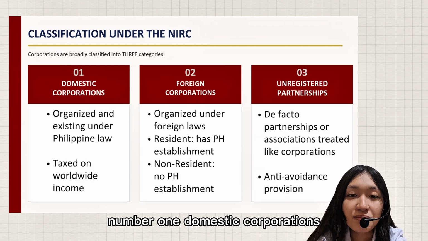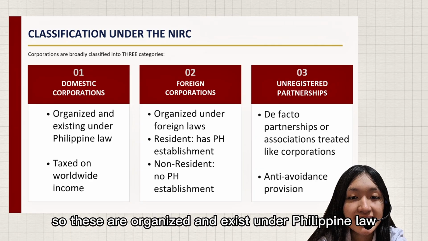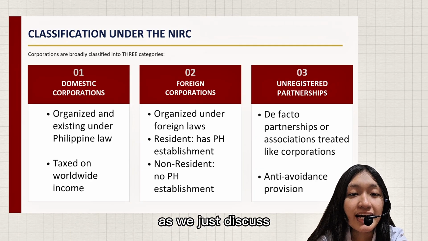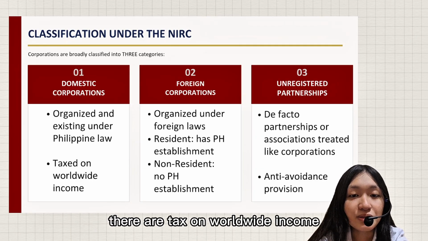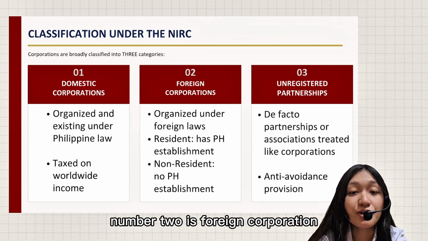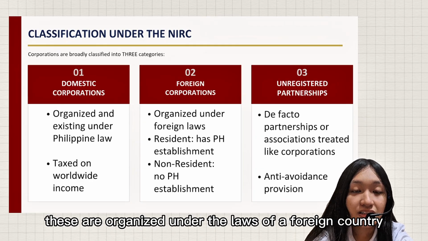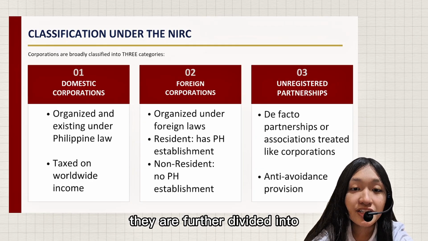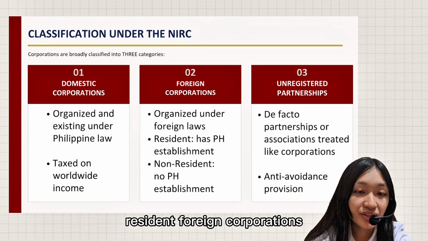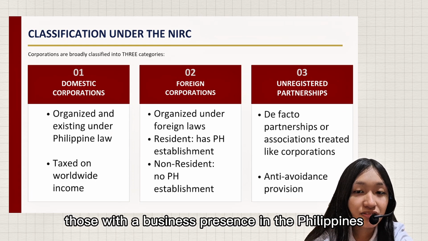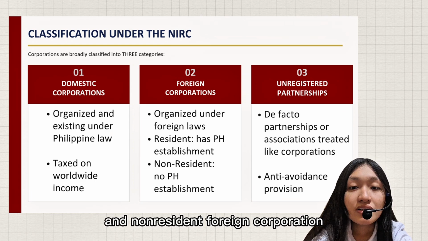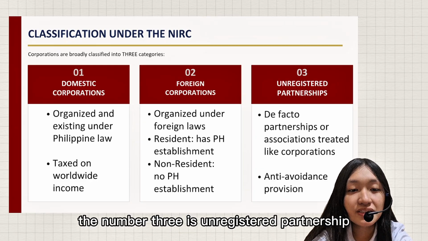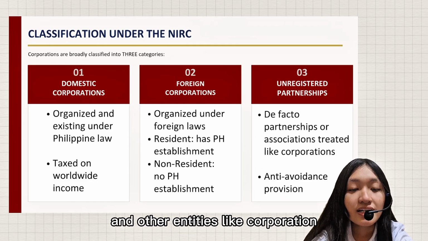So the NIRC classifies corporation into 3 broad categories. Number 1, domestic corporations. These are organized and exist under Philippine law. And as we just discussed, they are taxed on worldwide income. Number 2 is foreign corporation. These are organized under the laws of a foreign country. They are further divided into resident foreign corporations, those with a business presence in the Philippines, and non-resident foreign corporations, those without one. Number 3 is unregistered partnership and other entities like corporation.